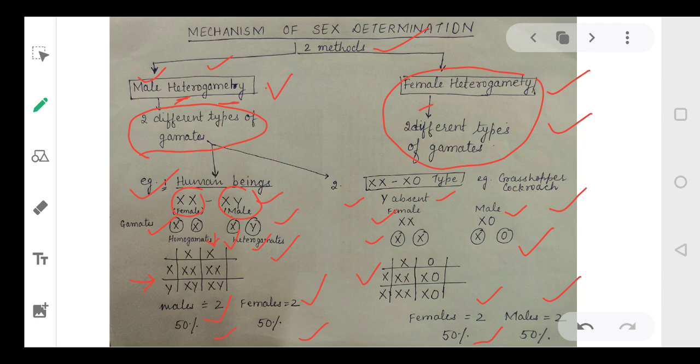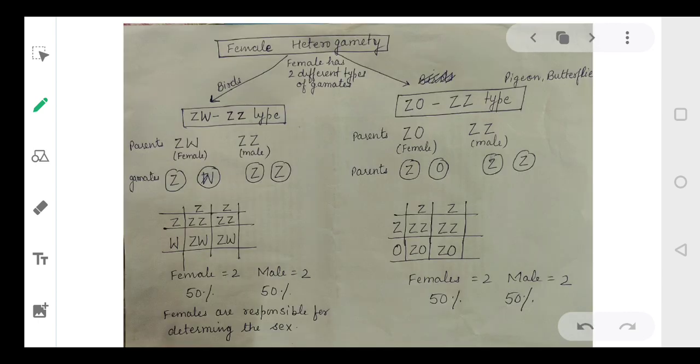अब हम female heterogamety को study करते हैं and we'll talk about its examples. Now coming to female heterogamety. Female heterogamety का मतलब क्या है? That female will produce two different types of gametes. कि यहाँ पर female जो है वो दो different तरीके के gametes बनाएगी. Male will have only the same type of gametes. Okay. So the first mechanism is ZW and ZZ type.